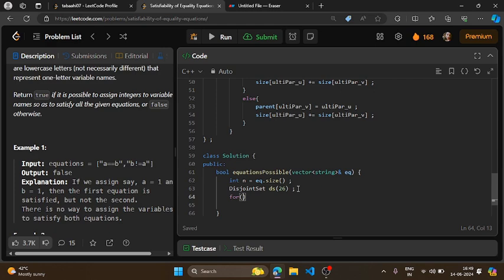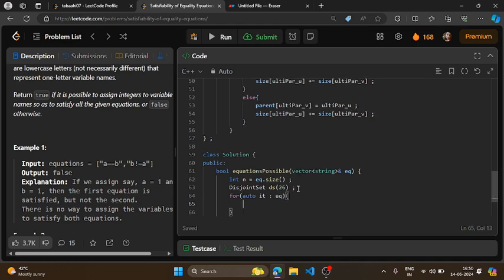Okay. Now I will go through each equation. So I will check if it is an equation which has an equal sign or not, right? So if my equation's character at index 1 is equal to the equal sign, because the character at the first position differs in both kinds of equations, I'll just check that one only. If it is, then I'll simply union by size of equation[i][0] minus 'a' and equation[i][3].